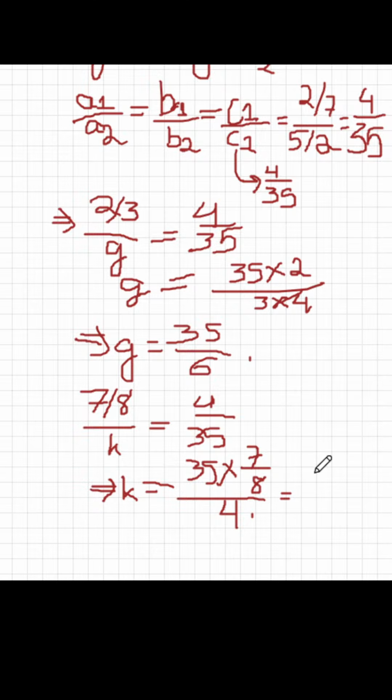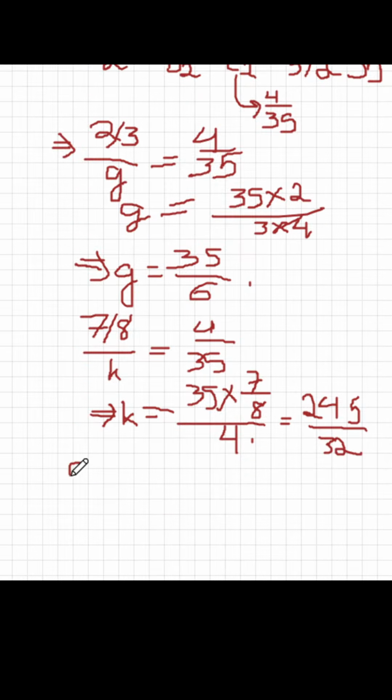So 35 into 7 should be 245 by 32. Now we can do g by k here, which is the question, which is the ratio you have to find out that is required. So that should be 35 by 6 divided by 245 by 32.